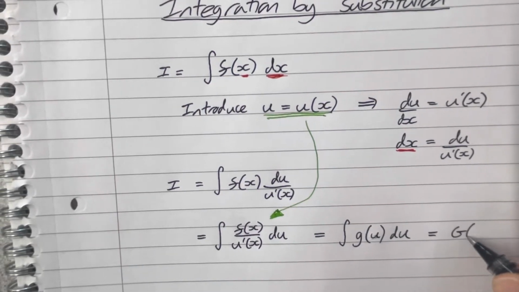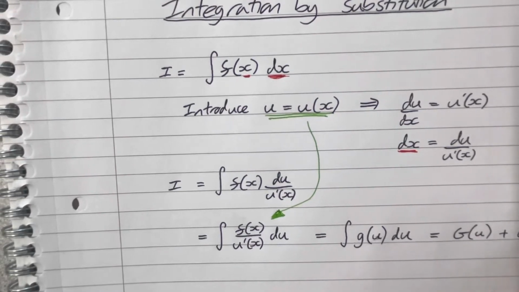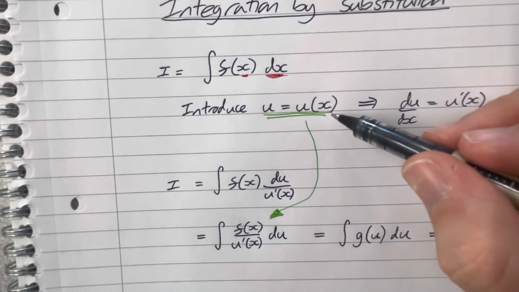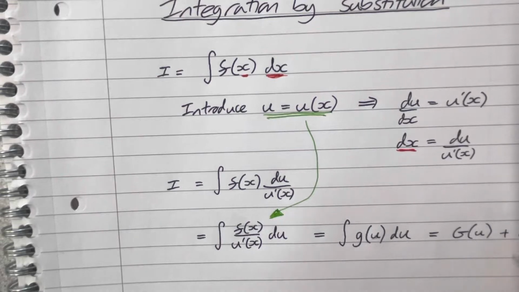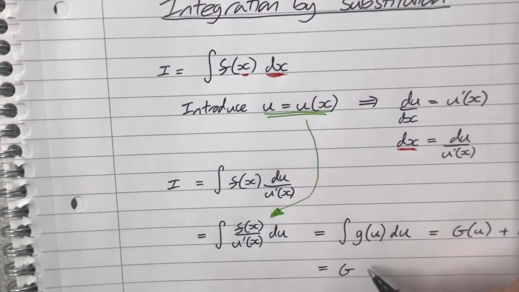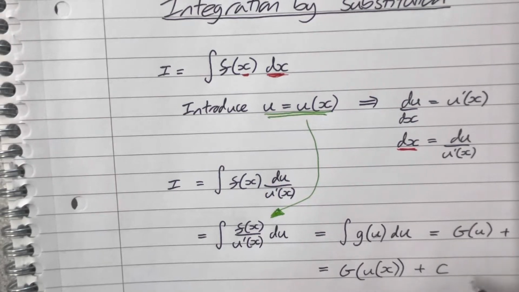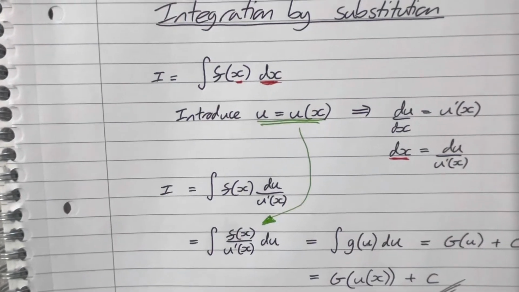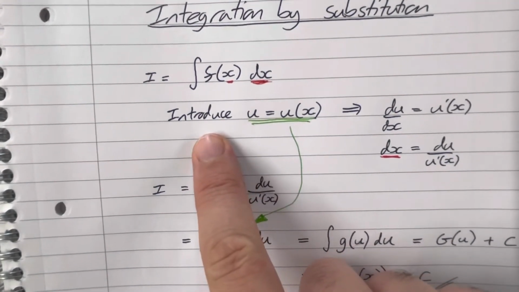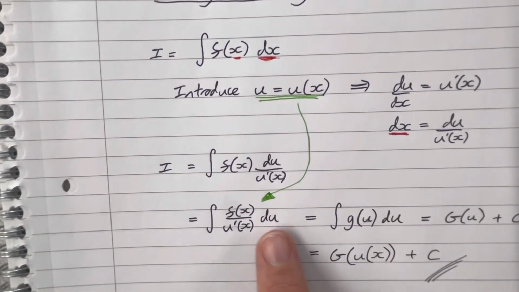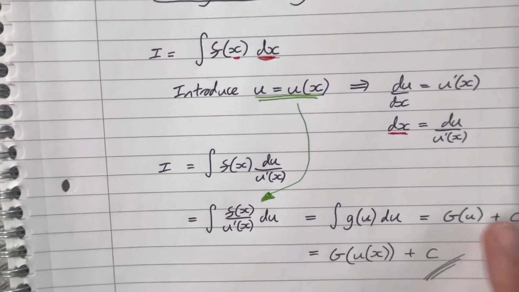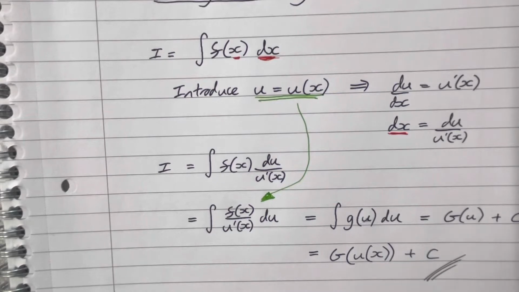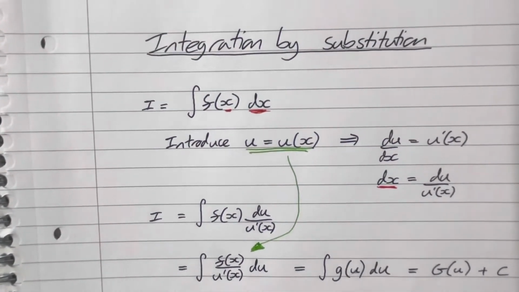So this gives me g of u plus a constant of integration, and then I would sub my x back in here to give me g of u of x plus c. So I get a function of x plus c, and that's the premise behind integration by substitution. You introduce a new variable, you run it through the integral, and you come out with an integral you can do, and then you do it. Okay. So let's see this method in action. I think that's probably best.